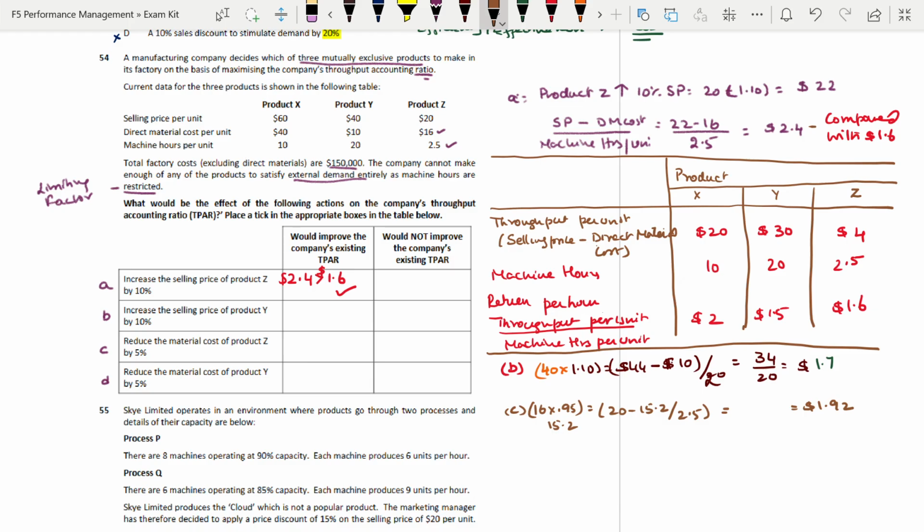Is it at 1.92? Here how much is it? Throughput is equal to 2.4. Okay, throughput is giving a higher value. It is improving. In the second case, product Y, how much is it? Throughput accounting ratio is 1.5, and what we have calculated is 1.7.